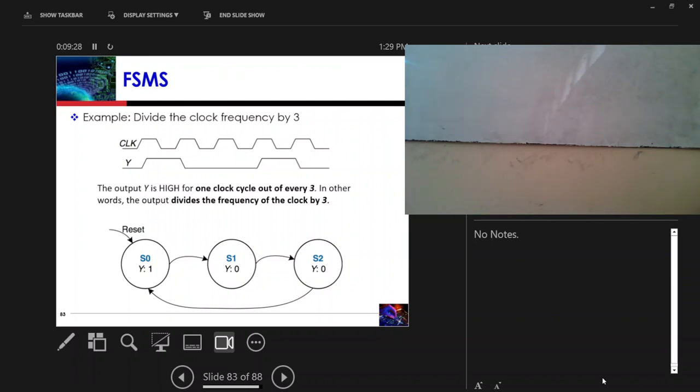This edge, right? I'm missing it. So from that point it counts 1, 2, 3, then goes high for one cycle. Then it counts again, 1, 2, 3, goes high. So this one just repeats until infinity.